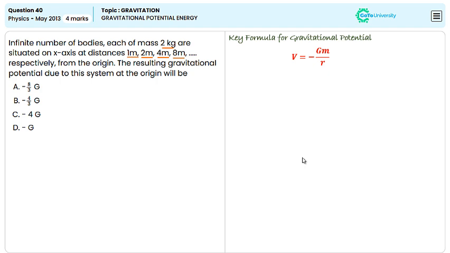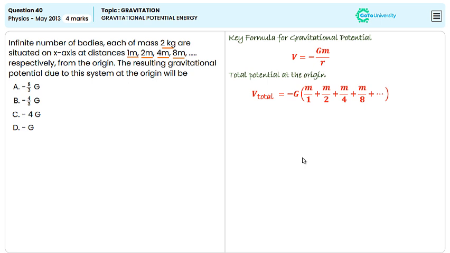Given the mass of each body m is equal to 2 kg, and the distances r are 1, 2, 4 and 8 meters, which is in geometric progression. Thus, the total potential at the origin is the sum of contributions from all masses, which is V total is equal to minus G into m by 1 plus m by 2 plus m by 4 plus m by 8 plus so on.